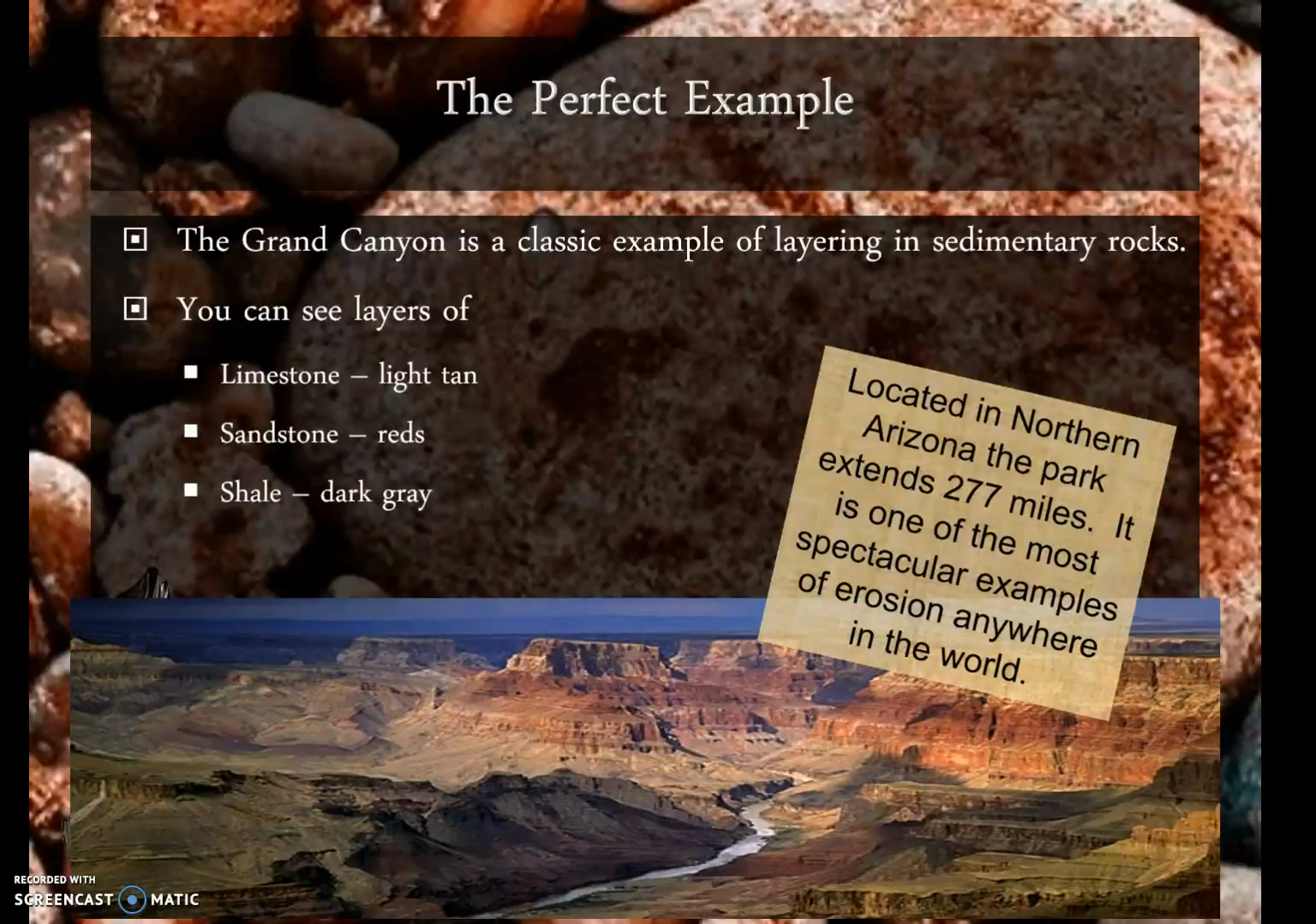So in the Grand Canyon, you can see examples of these clastic sedimentary rocks. The Grand Canyon shows all of these layers pressed together. So limestone, well, is a chemical rock, which we're going to talk about in a minute, but sandstone and shale are those pressed together rocks that you can see in layers here. Located in northern Arizona, the park extends 277 miles. So it is one of the best examples in the world of weathering, erosion, deposition, and the formation of sedimentary rock.